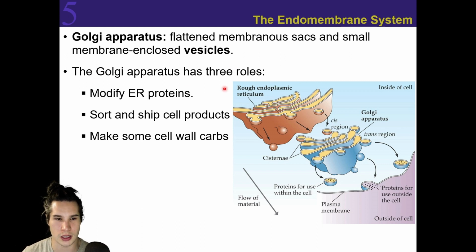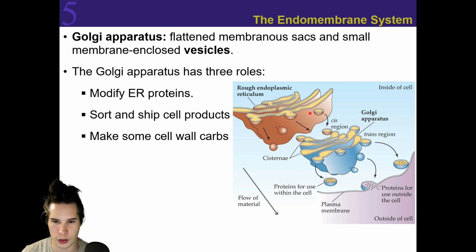So your Golgi apparatus has three roles. It's to modify endoplasmic reticulum proteins. It's going to sort and ship cell products. And then it's also going to make some cell wall carbs, or carbs for signaling molecules, for example.